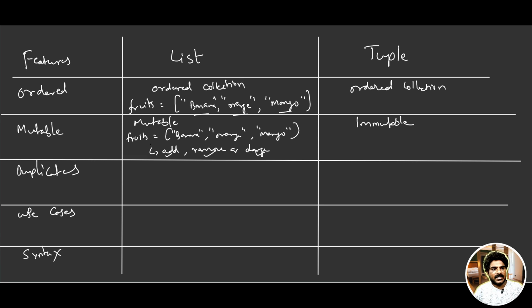Now the next feature is regarding duplicates, whether they allow duplicates or not. A list allows duplicates, and a tuple also allows duplicates. So the next feature is regarding the use cases.